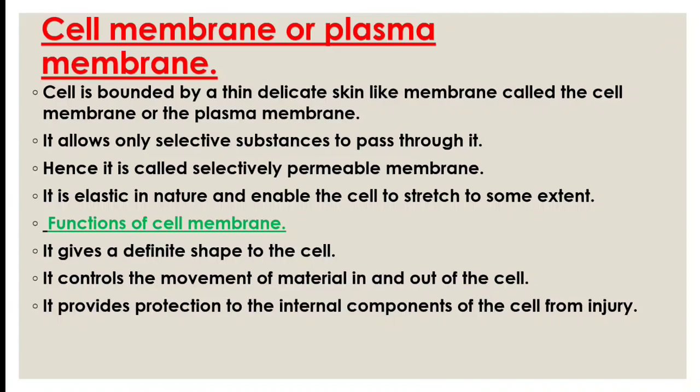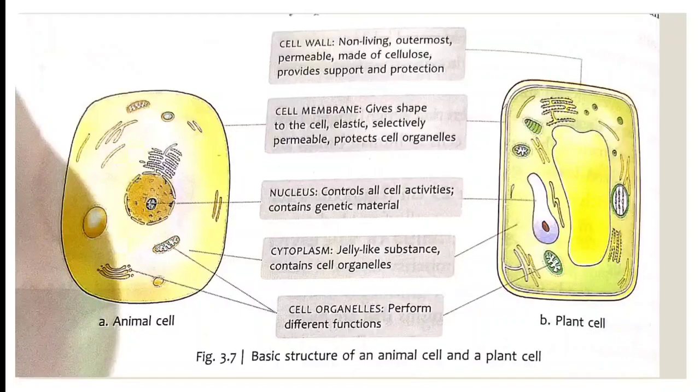That is why cell membrane is also called selectively permeable membrane, which means that it allows only selective substances to pass through it. It is elastic in nature and enables the cell to stretch to some extent. This cell membrane is somewhat stretchable. It is elastic in nature, and the cell can stretch to some extent because of this characteristic of cell membrane.